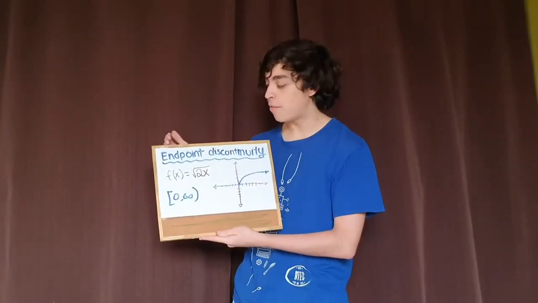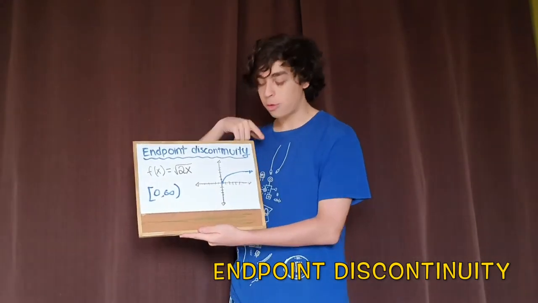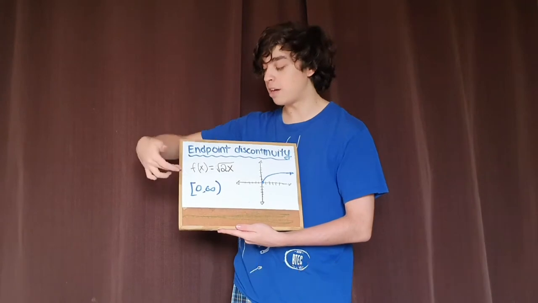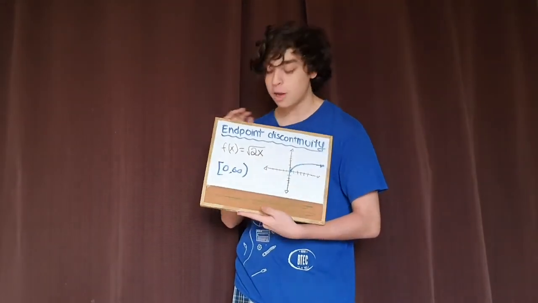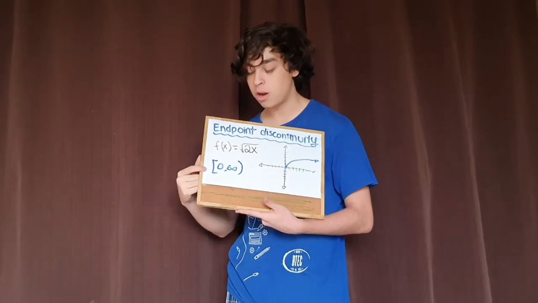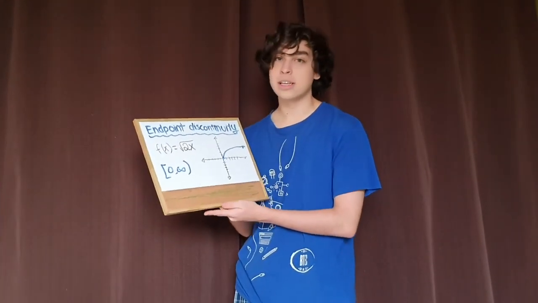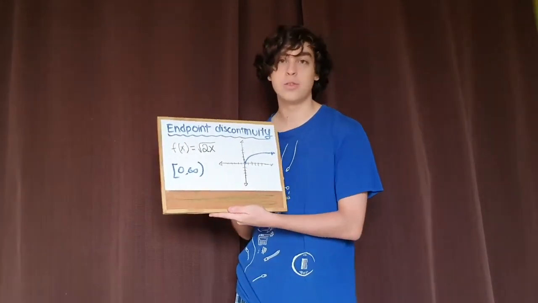At last, we have the endpoint discontinuity. In this kind of discontinuity, the graph only comes from one side to the point of origin. In the function f of x equals the square root of 2x, we have an interval of 0 to infinity, which means that the limit doesn't exist on both sides, and the graph only comes from one side to the point of origin.